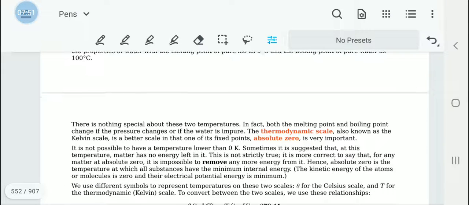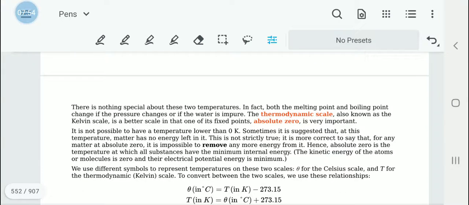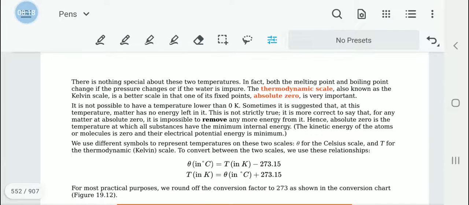So then that thermodynamic scale is another name given to Kelvin scale. So that is what we use in scientific calculations, and there is a fixed point known as absolute zero. Absolute zero is minus 273.15 degrees Celsius, or 0 Kelvin, right?